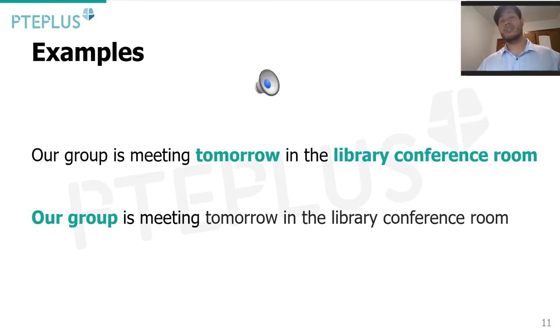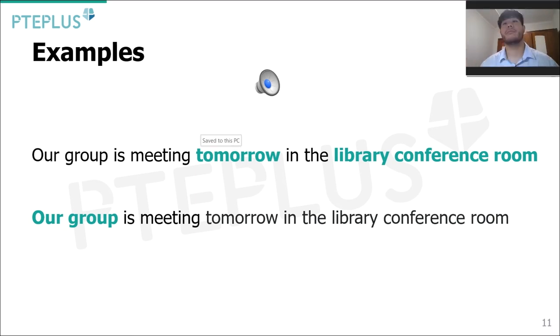One of the key differences between repeat sentence and read aloud is that in read aloud, there's a specific way we're meant to read something. We might read it like this: our group is meeting tomorrow in the library conference room. But for repeat sentence, it's a real person saying it. So the stress patterns are likely to be different. He might say something like, our group becomes the stressed and focus point.